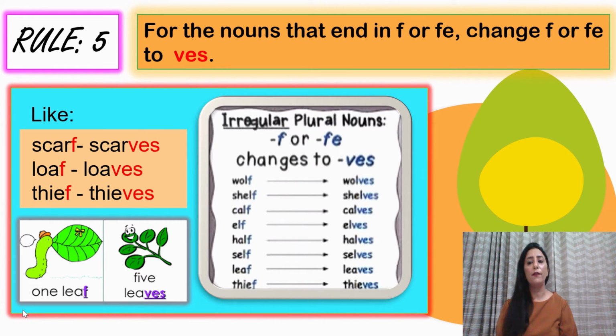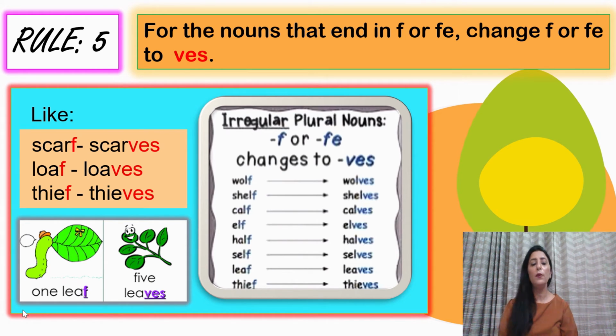Now the word scarf is ending with F. We'll cut F and add VES to form its plural form. So scarf becomes scarves. Now the word loaf, it is ending with F. So we'll cut F and add VES to form its plural form. So loaf becomes loaves. The third word is thief.